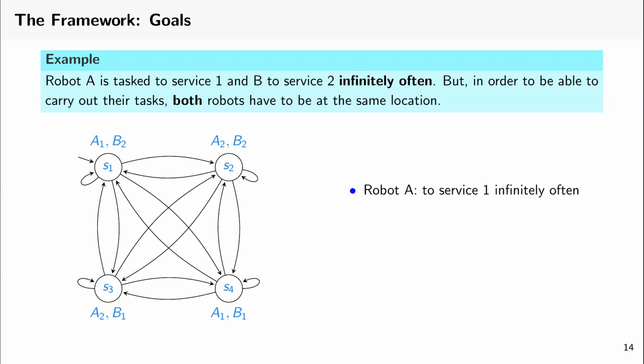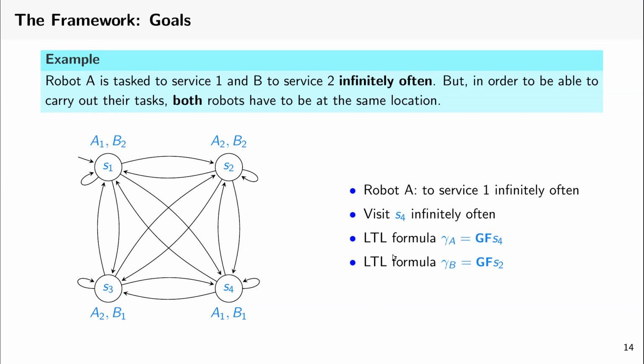So robot A's goal is to service location 1 infinitely often. It means that robot A wants to visit S4 infinitely often, because in state S4, both A and B are at location 1. This corresponds to an LTL formula GFS4: always, sometime in the future, S4 is visited. So we have the goal of robot A as GFS4. And likewise, we have the goal of robot B, GFS2, because in S2, both robots are at location 2.